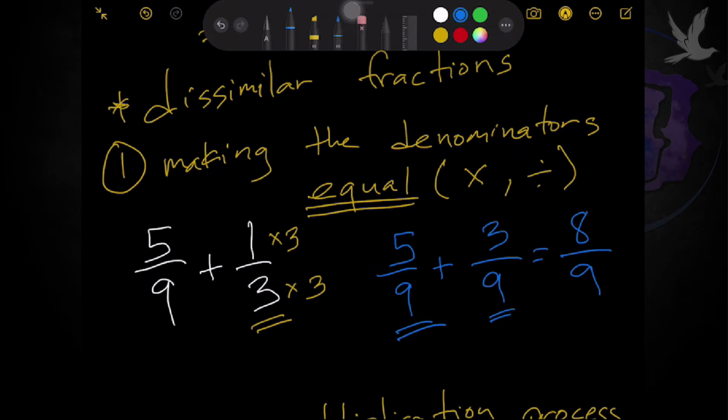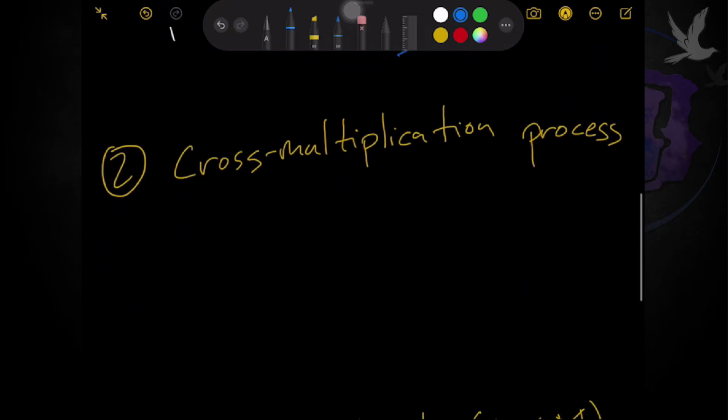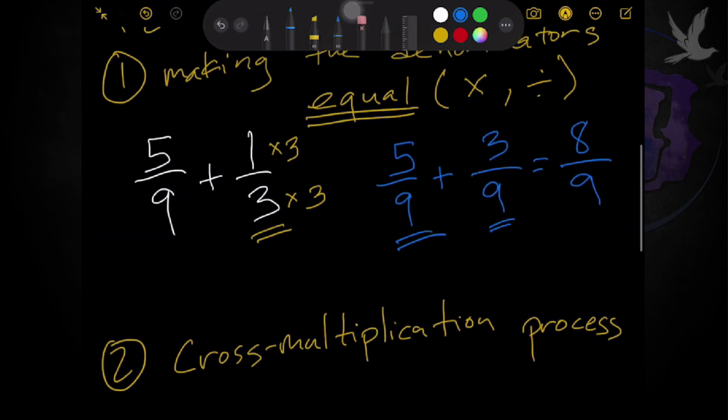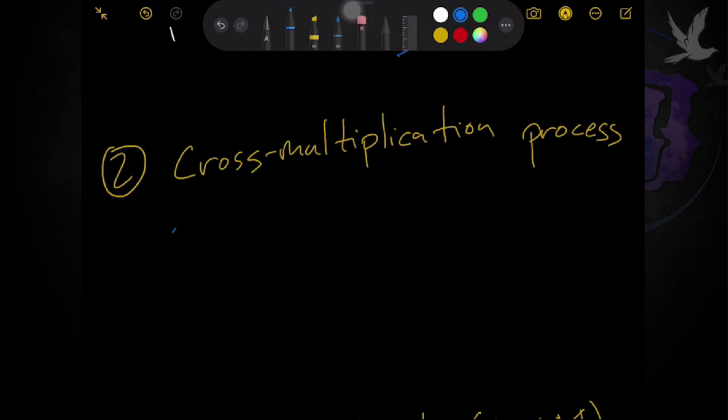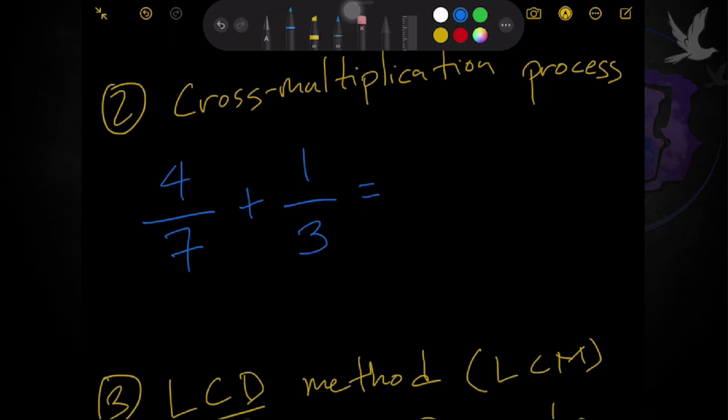Okay? Because there are cases that the denominators cannot be the same. Like for example, this is when you are going to make use of the cross multiplication process. So in this case, kunwari, 4 over 7 plus 1 over 3. If you notice, 7 cannot become 3 in terms of division, and 3 cannot become 7 in terms of multiplication. Yes, it is possible, but we end up with a decimal. We don't want decimals in our fractions. Okay? Kasi fraction na nga sila, tapos magiging decimal pa.